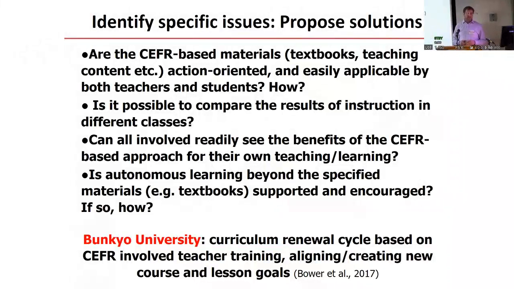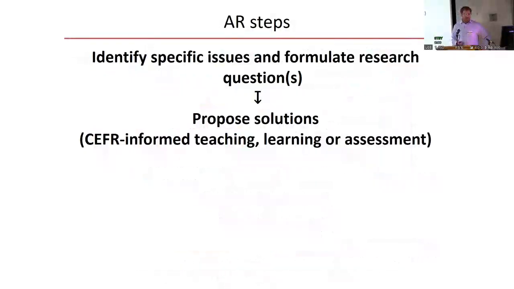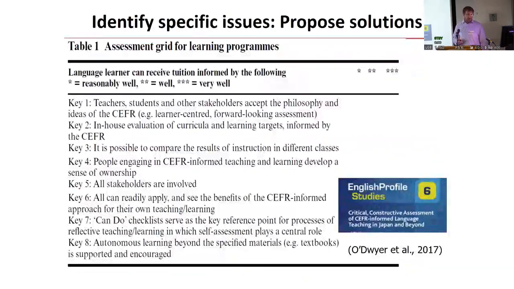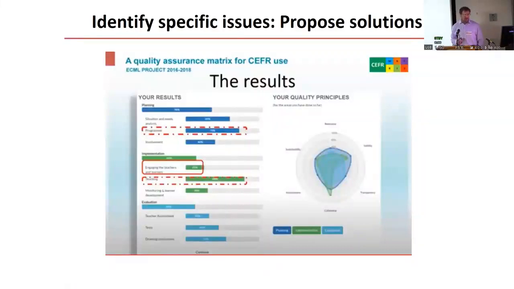identify specific issues, and then you formulate your research questions. So I'm going to ask you to stop now if you're watching online and just go through some of these points and other areas. Look at this grid and maybe go online, Google the quality assurance matrix the CEFR uses, self-assess your learning program based on that, and identify issues that you need to work on.